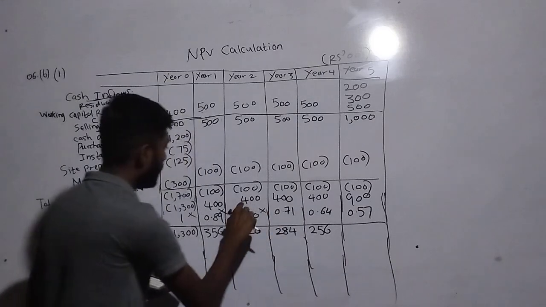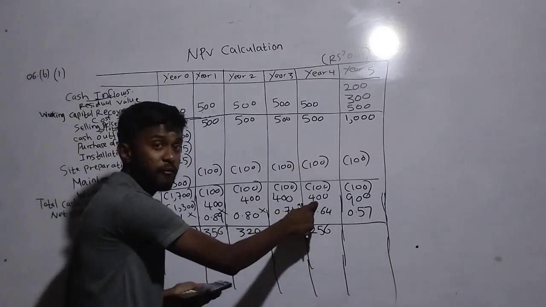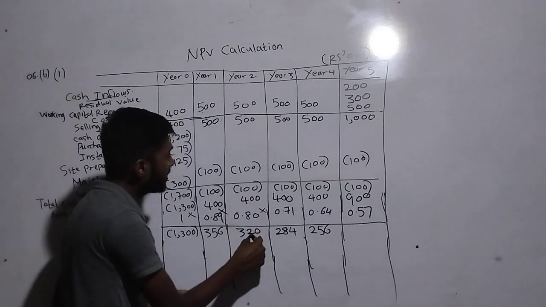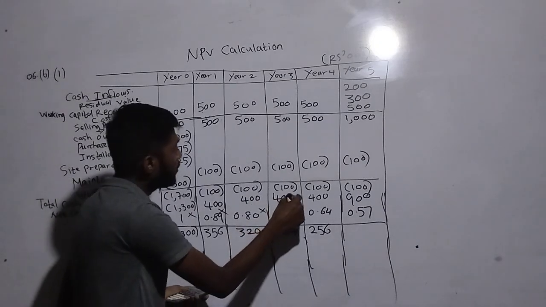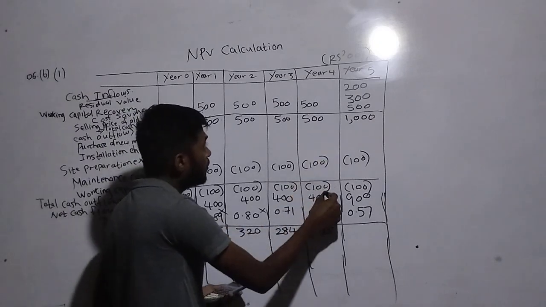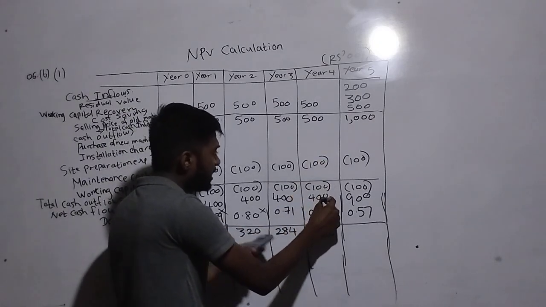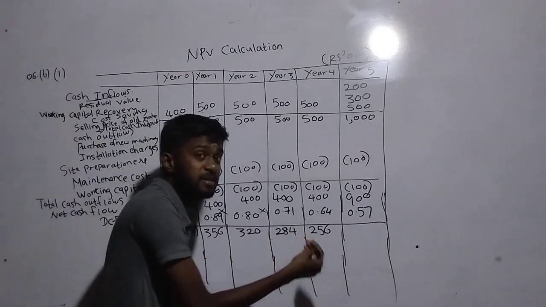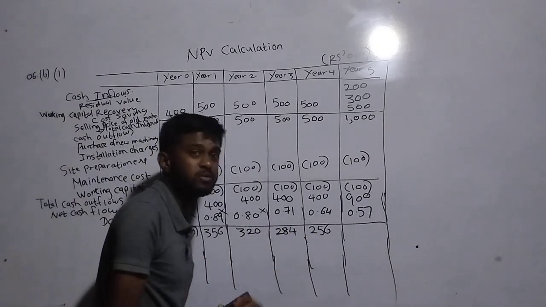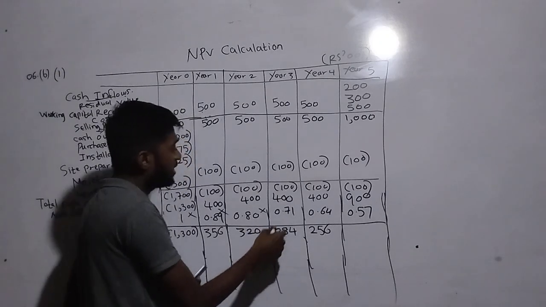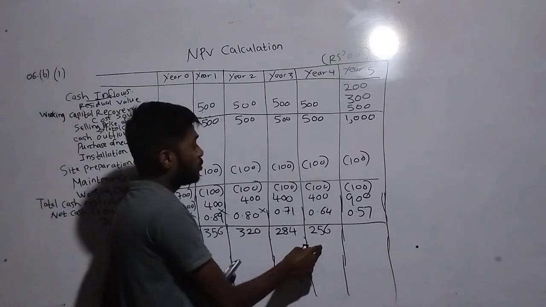Now see, here also 400, here also 400, here also 400 in cash flow. But the present value of year 2 is 320, the present value of year 3 of the same 400 is 284, and the present value of the same 400 in year 4 is 256. That means when the years are increasing, today's worth is reducing. I hope the idea is clear. 320 decreased to 284, 284 decreased to 256.